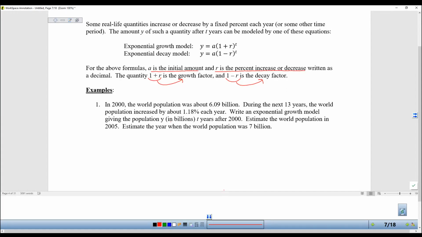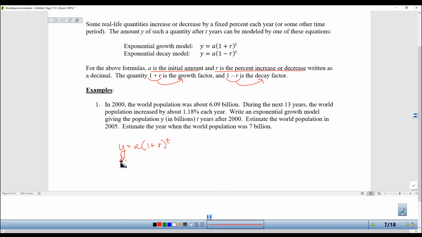So let's jump into a problem. In the year 2000, the world population was about 6.09 billion. During the next 13 years, the world population increased by about 1.18% each year. Write an exponential growth model giving the population y in billions t years after 2000. Estimate the world population in 2005, and then estimate the year when the world population was 7 billion.